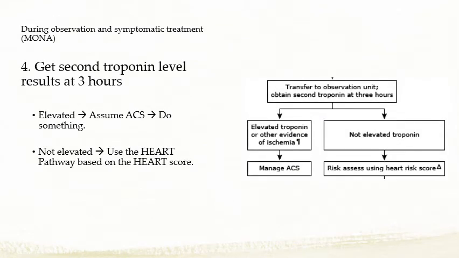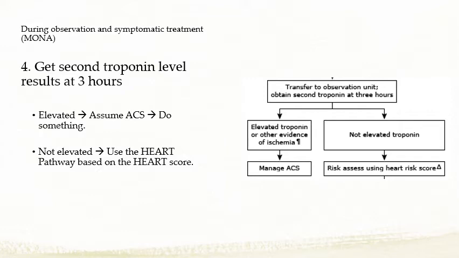Now, what do we do during this observation phase, okay? First off, make sure you're continuing with MONA treatment or start it if it hasn't been started yet, right? Morphine, oxygen, nitroglycerin, and aspirin. And make sure that you get those second orders of troponins ordered at 3 hours, right? They can't just do them right away. They have to be at 3 hours after the first set, okay?